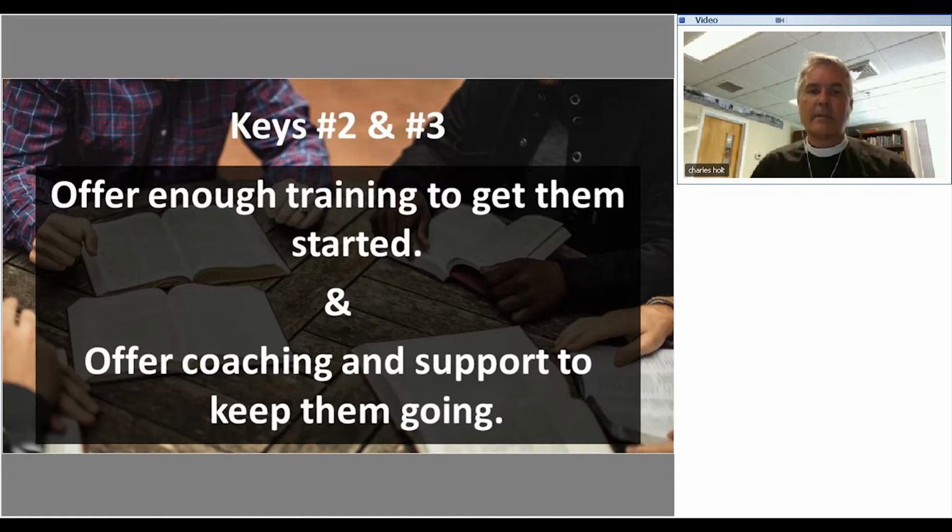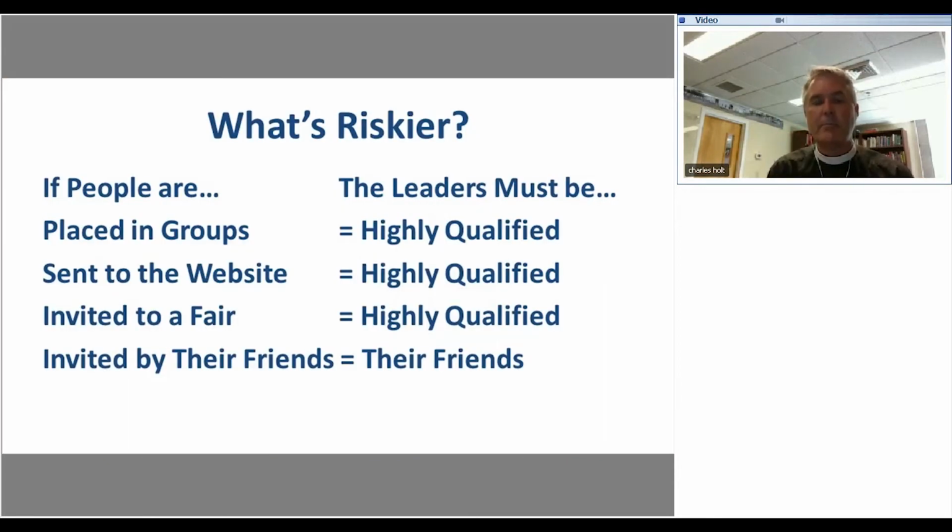So I think this might have been a slide you were looking for earlier when we were talking about when a person invites their friends, you feel more comfortable as a leader than if people are placed in groups. If you're placing people in groups, then yeah, you may be wanting somebody a little more highly qualified that you feel good about them being in that role in somebody's life. But when it's one person inviting another person into their home, that's something that takes some of the risk pastorally out of the equation.